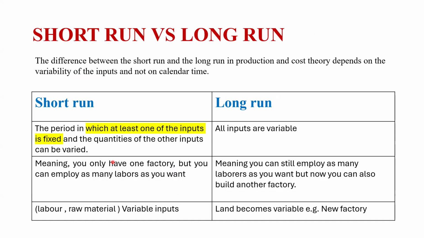And then a firm can operate in the short run and also in the long run, right? So in economics, when we differentiate between the short run and the long run, we do not look at the calendar time. Like for instance, in accounting, to differentiate between the short run and the long run, we say that the short run is basically a period which is less than 12 months, less than one financial period, while the long run is a period which is more than 12 months, right?